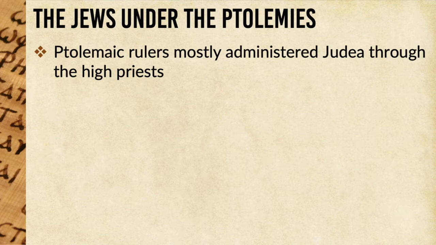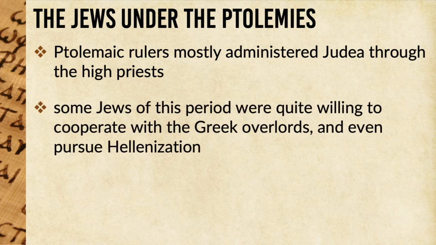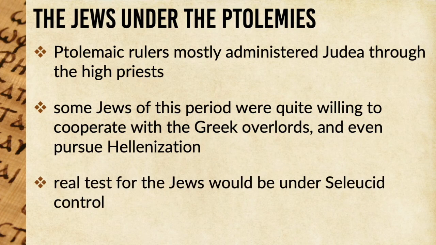Some Jews during this period, Hellenization was not a priority of the Ptolemies, but some Jews of this period were quite willing to cooperate with the Greek overlords and even pursue Hellenization. Well, this whole question of whether or not to adopt Greek culture and Greek language and all the things that go with that are going to become a real test for the Jews when they're under Seleucid control, which is going to happen after 198 BC.